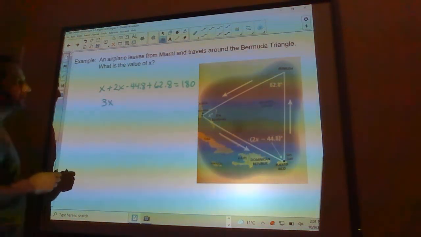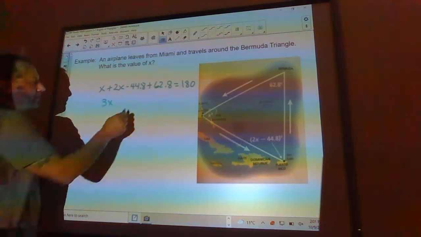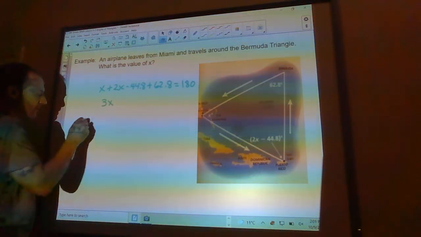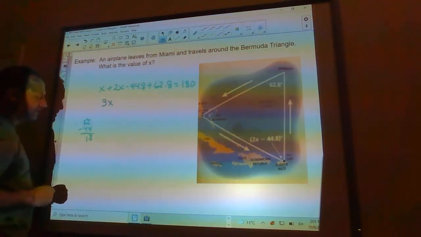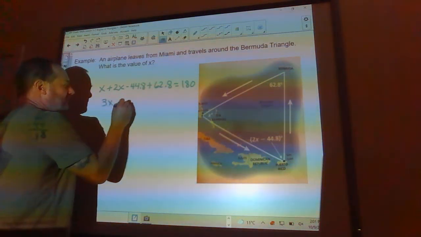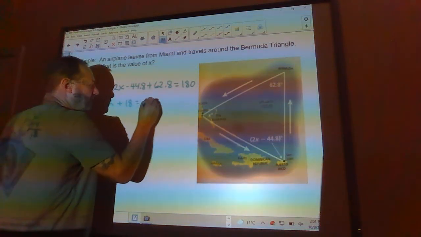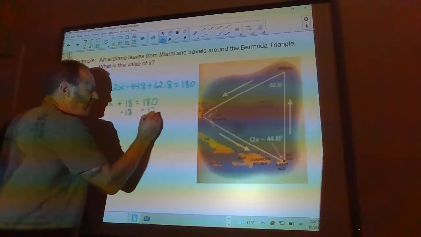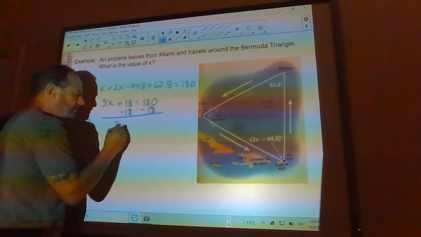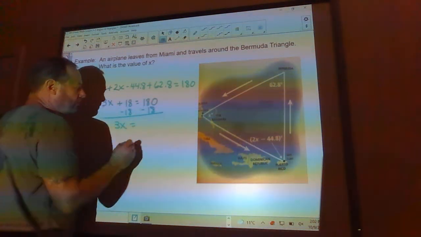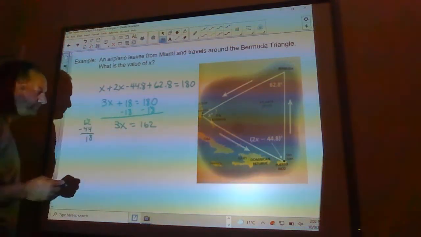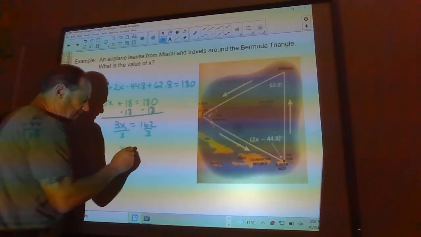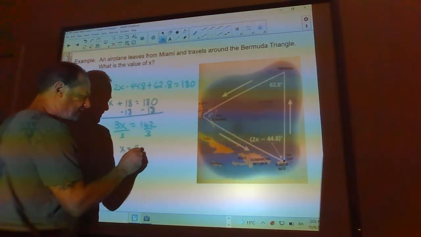Ooh, I wish I had my calculator with me. Let's see. The 0.8s are going to cancel out, so it's going to be 62 minus 44. That's going to be 18. So 3x plus 18 equals 180. Okay, I'm going to subtract 18 from both sides. So I'm going to get 3x equals 162. I'm going to divide by 3. And I'm going to get x equals, what, 54?